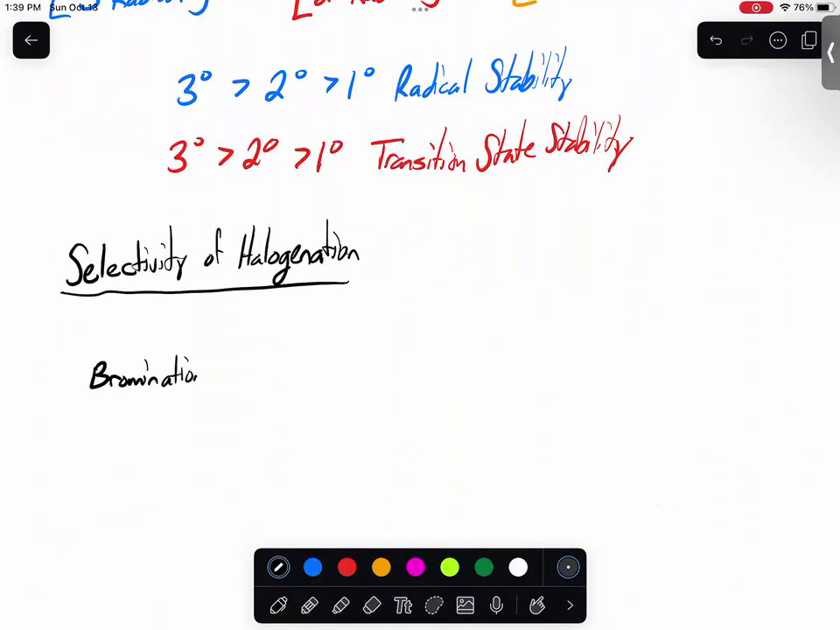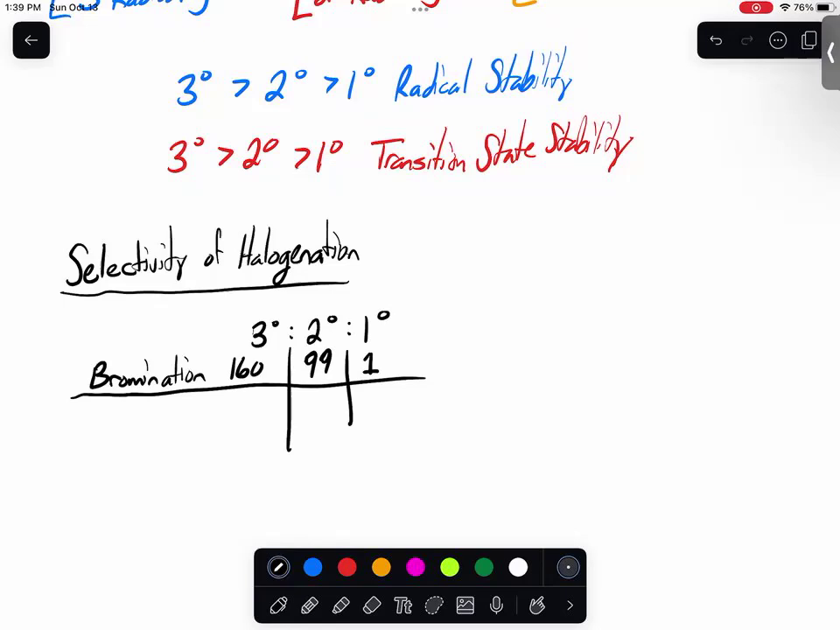What would our ratio of tertiary to secondary to primary actually end up being? People have gone through and calculated this in the past. What they found is that for every one primary bromide that is formed, there are 99 secondaries formed. But also, there are 1,600 tertiary bromides that are formed.